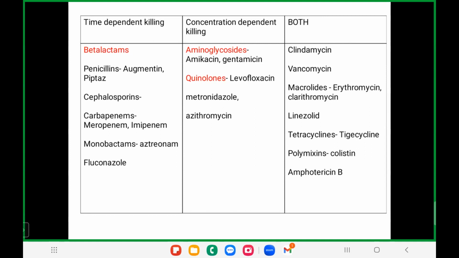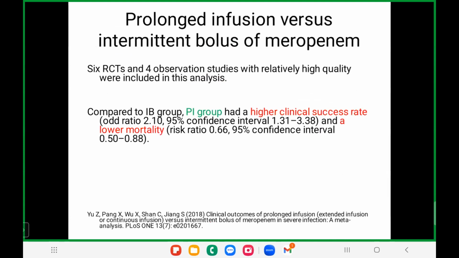And like vancomycin and linezolid, you need to have dosing to get the concentration as well as the timing, to maintain the concentration above the MIC all the time. So they need a combination of concentration as well as time dependent. So based on this, how to modify these things.